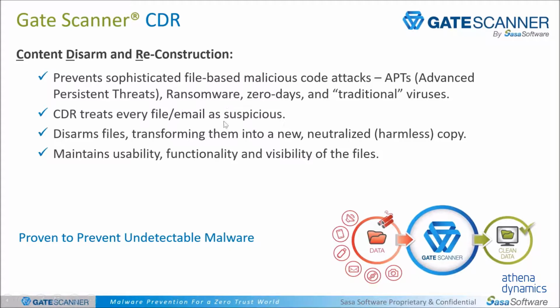So Content Disarm and Reconstruction treats every incoming email and every incoming file as suspicious and disarms it. It transforms it into a new, neutralized, and harmless copy that you can trust. And the key thing is to do this while maintaining full usability, visibility, and functionality of the file. And this way we prevent advanced, undetectable threats, including APTs, advanced persistent threats, ransomware, 0 days, and of course traditional viruses, and not only what's out now, but it's future ready against the future threats that today you cannot handle.